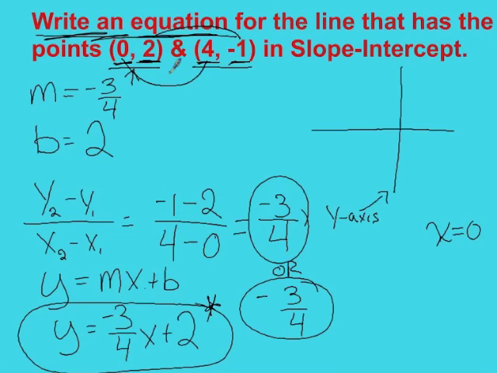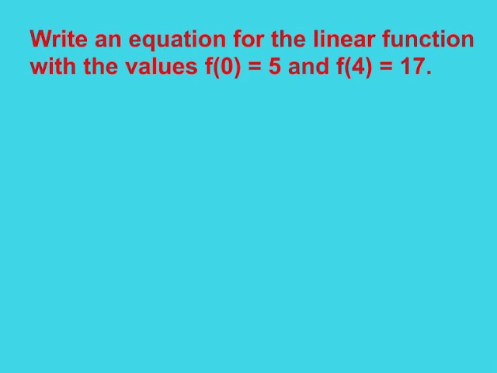Another question that can come up with being able to write equations in y-intercept form is in the functions. So last chapter we went over functions and we learned how to use them. What we're going to do now is use the information from the functions to then create an equation. So f of 0 equals 5 and f of 4 equals 17.